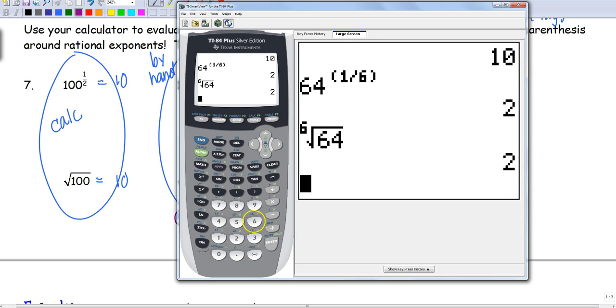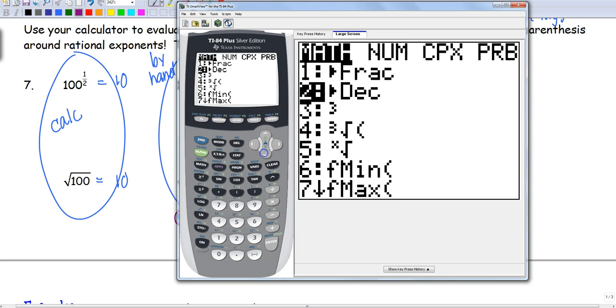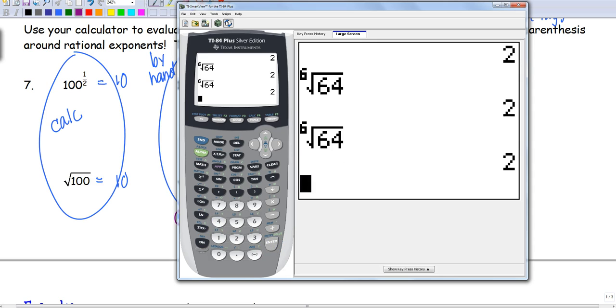I also noticed that if you put the index first and then go to math and go down to option 5, it automatically puts it as the index. I have a feeling that's just for the new operating system though. So just be really careful when you're typing that in that you're actually putting the numbers where you want to put them.